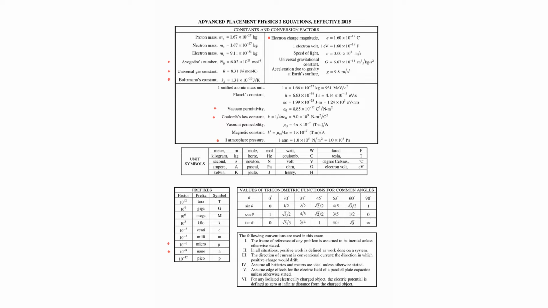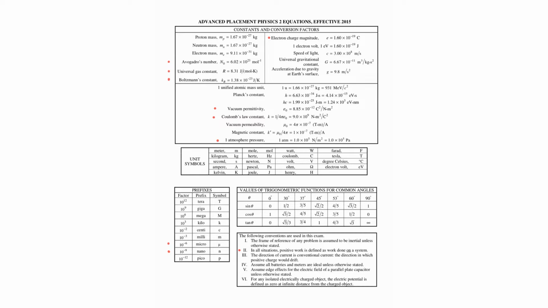The last table that's on the front page lists a bunch of conventions, and some of these were new to us this year. For example, number 2 says, in all situations, positive work is defined as the work done on a system. That was especially important when we were dealing with the laws of thermodynamics and the work done on a system, the internal energy of the system, and keeping track of where the heat was going.